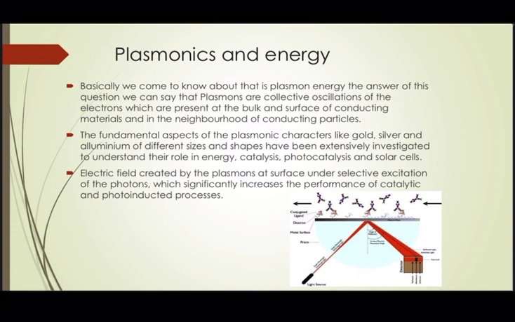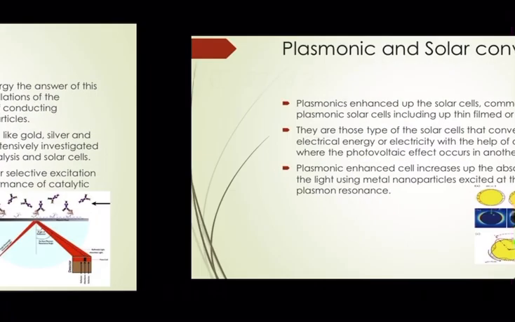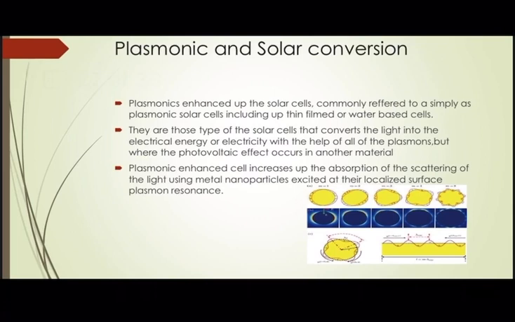Basically, the electric field created by the plasmons on the surface, by selective excitation of the photons, significantly increases the performance of the catalytic and photoinduced processes. And the solar energy and the solar conversion properties.